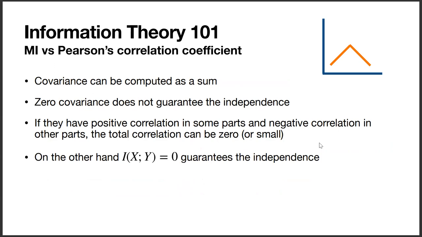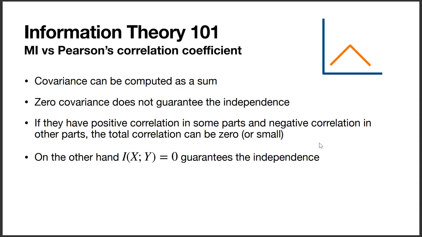However, vanishing covariance doesn't mean that they are independent, because there are typical cases like this, or the quadratic form, where the correlation exists locally but adds up to zero. Since this is a single number, the correlation coefficient can always be zero even if they are dependent everywhere. So it's very important to have a local concept for independence, and mutual information distinguishes it from the correlation coefficient.